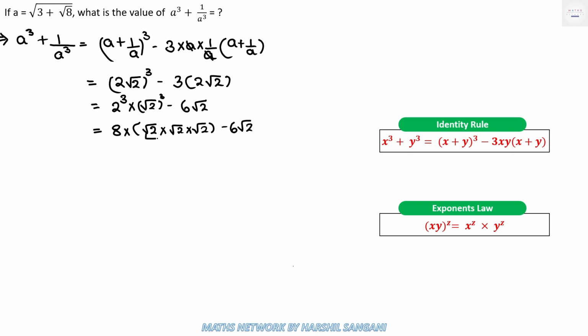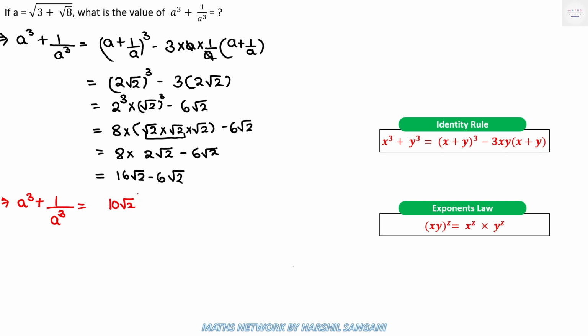As here we see that this root 2 multiplied by root 2 will be 2. So it will be 8 multiplied by 2 root 2 minus 6 root 2. Guys, when we do the multiplication, we will get 16 root 2 minus 6 root 2. And now guys, when we do the subtraction, we will get the final answer that a cube plus 1 upon a cube equals 10 root 2. And that's the answer of our question, guys.